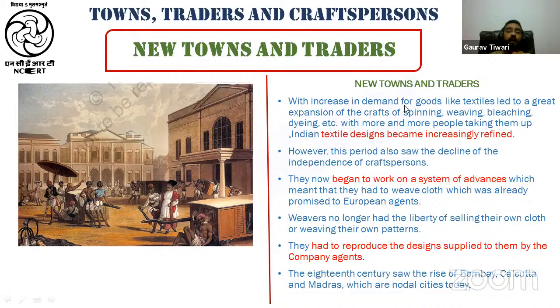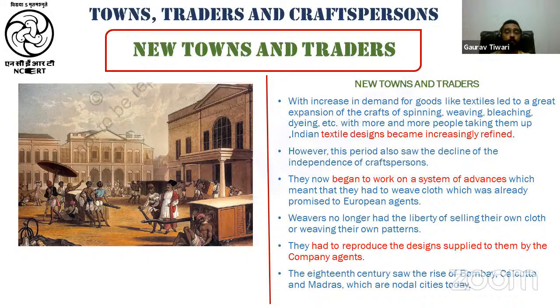Now, the increase in demand for goods like textile led to a great expansion of craft. What was this craft now? Crafts like spinning, weaving, bleaching, dyeing. ये सारे craft को बहुत ज़्यादा expansion मिलने लगा textile के flourish के साथ. More and more people were now taking up these independent jobs and Indian textile design just became increasingly refined. However, this period also saw decline of independence of craft persons. Craft persons की independence decline होती जा रही थी.